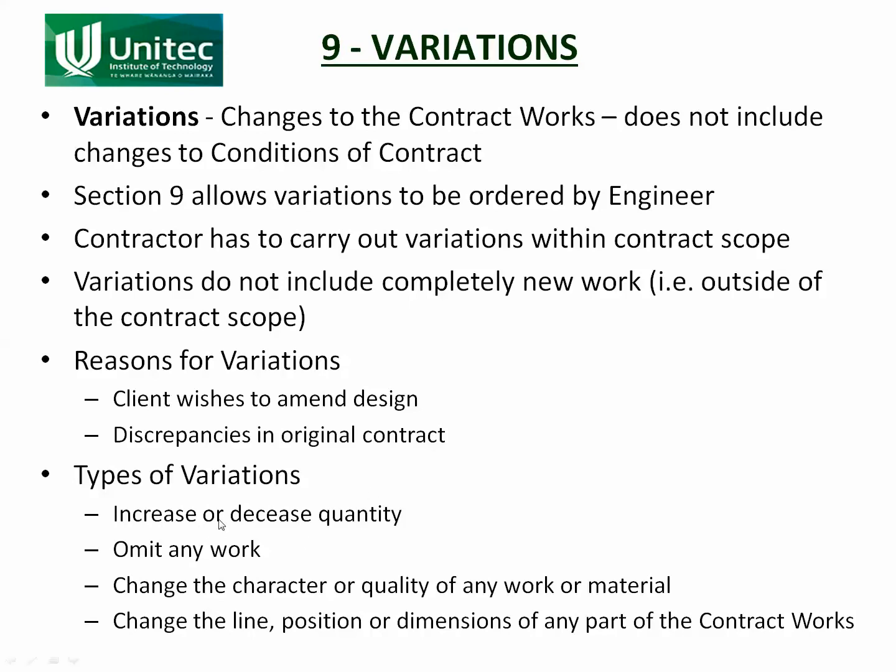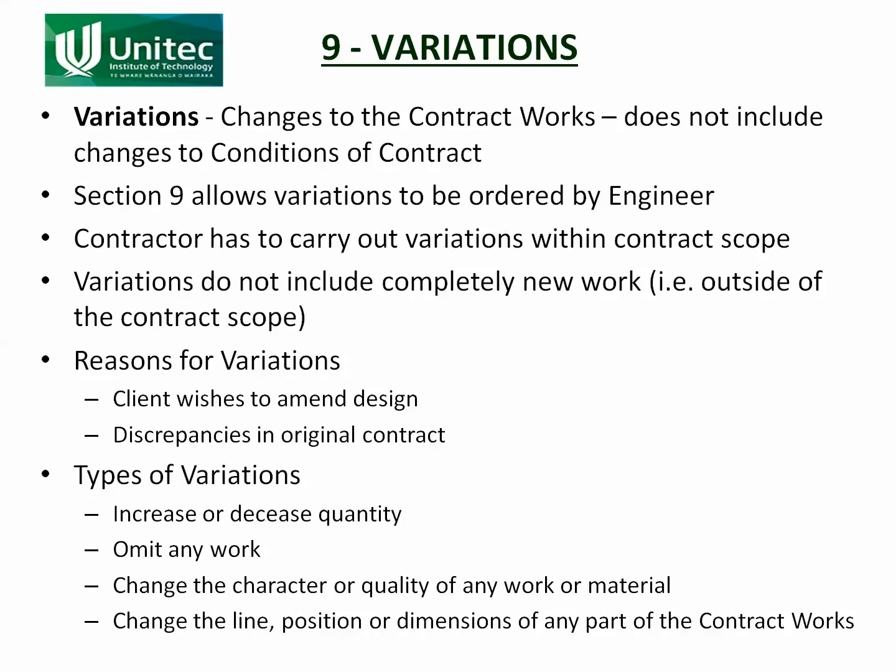The types of variations: increase or decrease in quantity. So using our road example, increase might be we've decided to make the two footpaths on either side of the road 2 meters wide instead of 1 meter wide. We've decided that we want to include a cycle lane and that we want to make them wider. That would be an increase. Decrease might be you decide that you want to make them thinner. So maybe you want to make them 900 mils instead of 1 meter, whatever. So that would be a decrease in the quantity of the work.